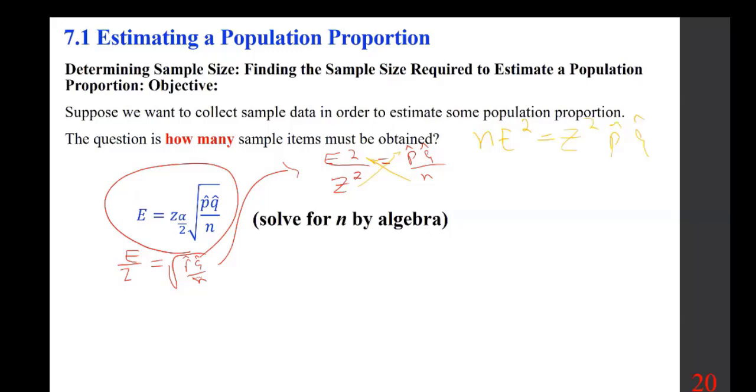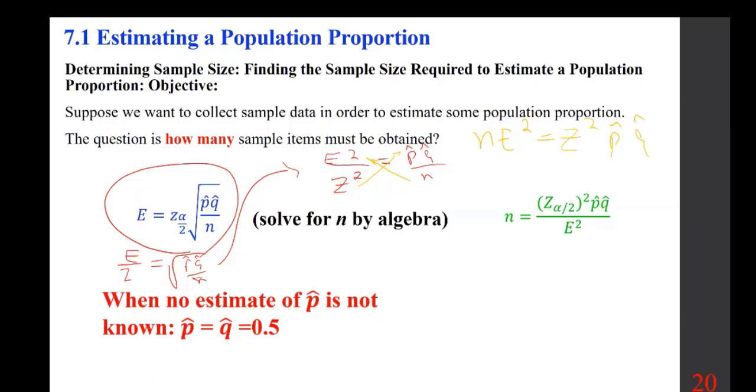And remember, I don't want to keep on writing z of alpha over 2. And so to calculate n, you divide by e squared. This is how we arrive at the formula. Now, what if we don't know anything about p hat and q hat? We go with the worst scenario. What is the worst scenario? P hat equals q hat. So if you replace p hat and q hat with 0.5, then p hat times q hat is 0.5 times 0.5, and that's 0.25, and that's how we arrive at this one.